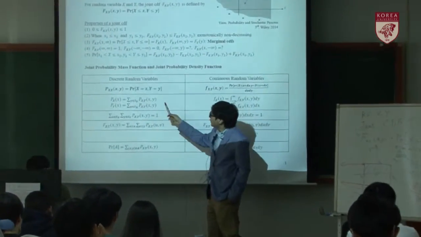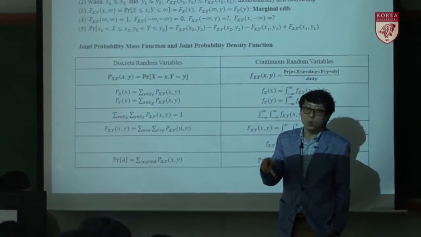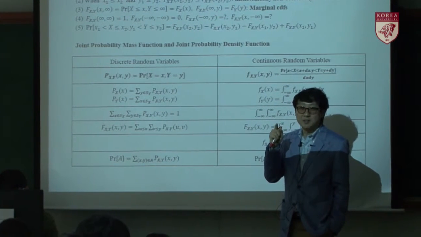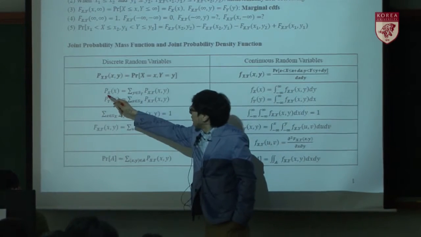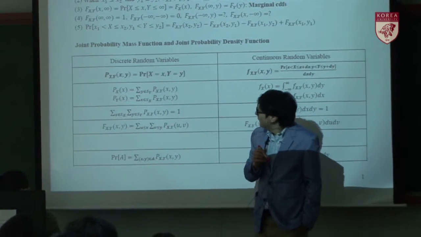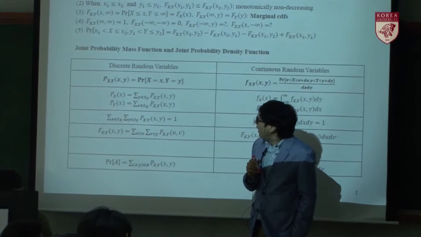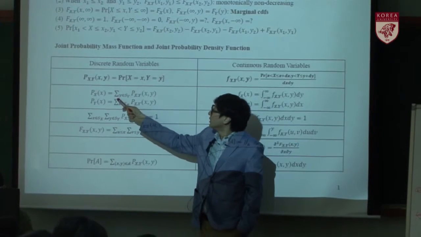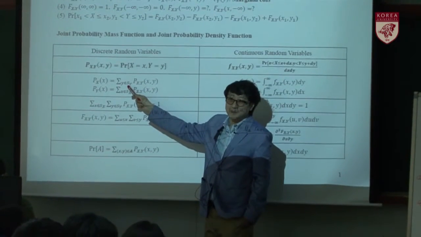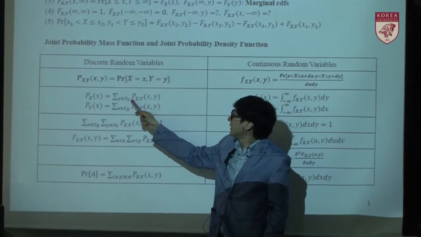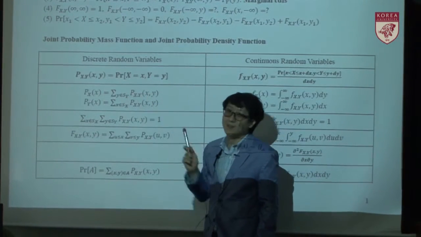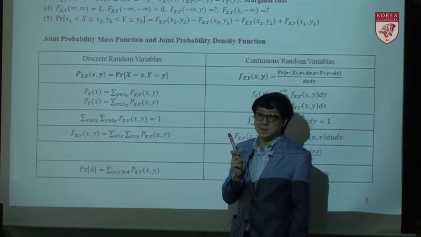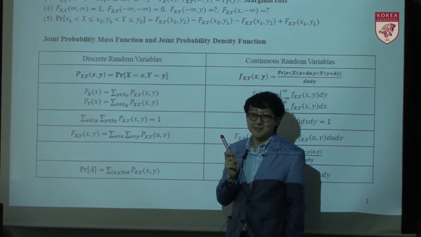And let's see how we can calculate the marginal PMF or marginal CDF. Again, marginal means one random variable. In order to calculate the marginal PMF of X, we just sum up over all Y's. Then we have X. Is it right?